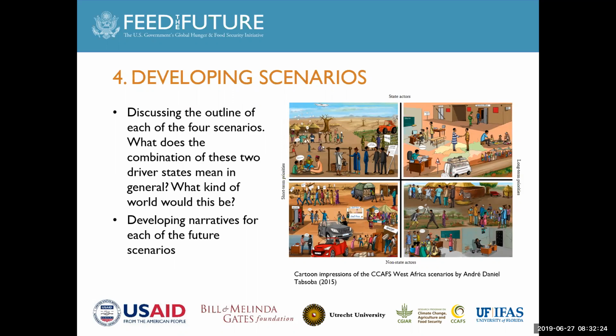And then the fourth and final step of the development phase is the development of the actual scenarios. So this is usually done by first discussing the outline of each of the 4 scenarios that are formed by the structuring drivers, the structuring axis. So what does the combination of these driver states mean in general? What kind of world would this be? And once we have this general outline, this general picture of the scenario, we can start to develop narratives for each of the different future scenarios.